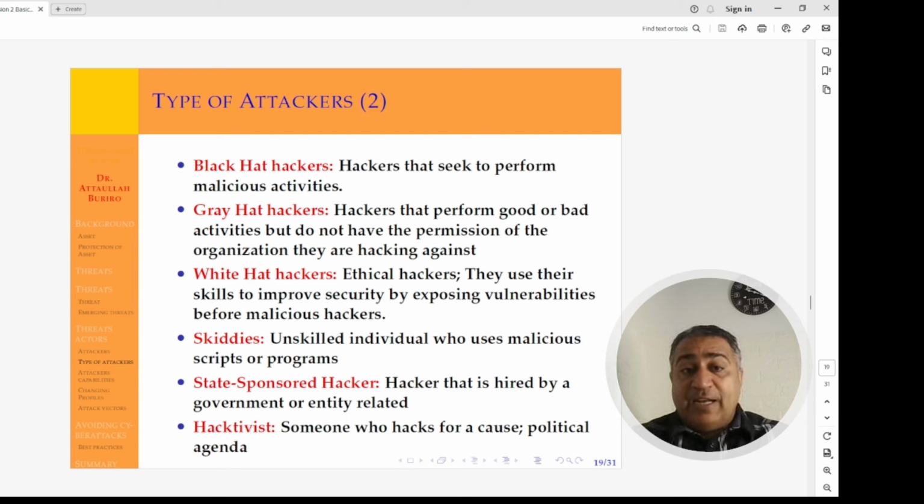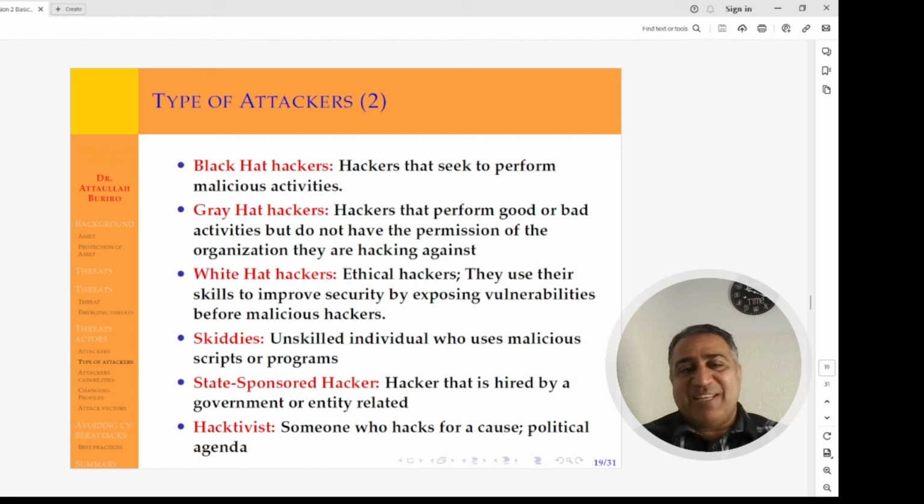White hat hackers are actually called ethical hackers. They use their skills to improve security by exposing vulnerabilities before malicious hackers do. Here, white hat hackers or ethical hackers talk to a company or organization, take permission, for example, and then try to hack their network, their systems, their resources, just to find out the vulnerabilities.